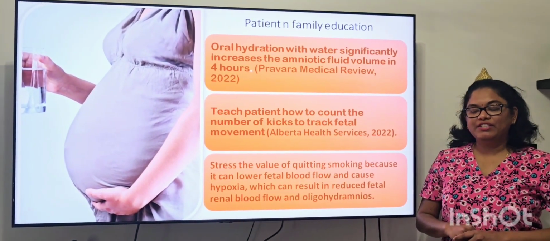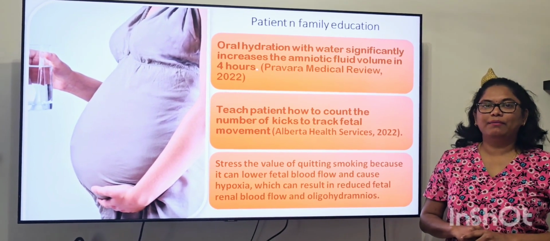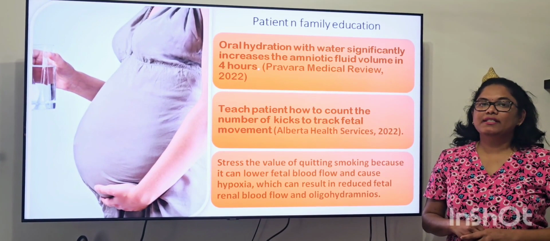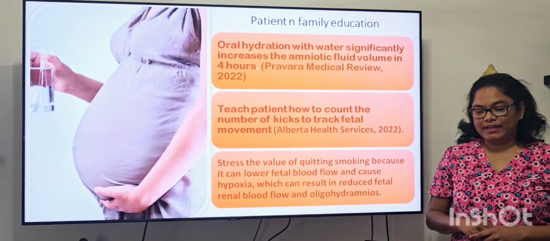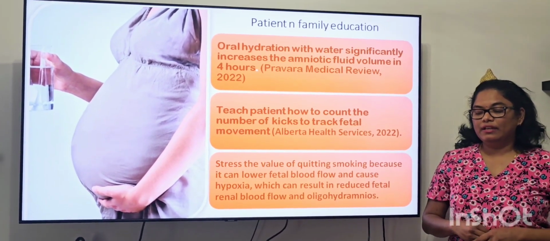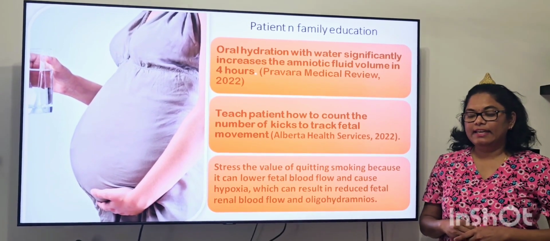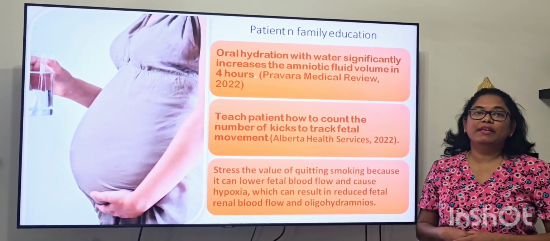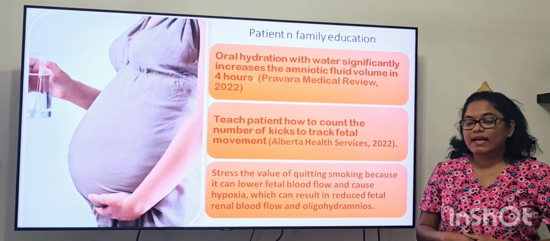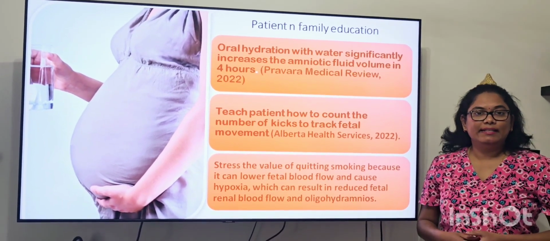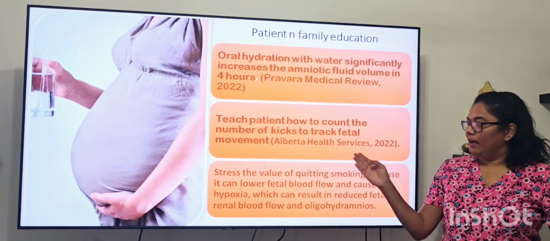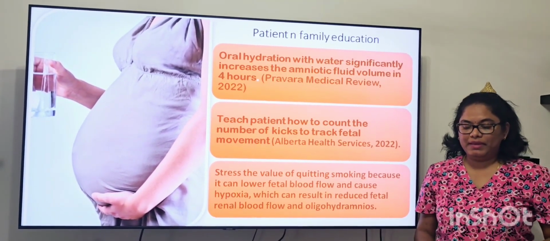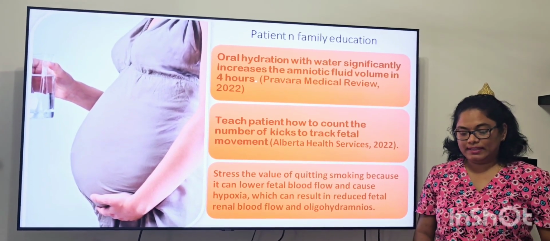So, patient and family education for amniotic fluid deficiency. According to Pravara Medical Review, a 2022 research article, oral hydration with water significantly increases the amniotic fluid volume in 4 hours. So we need to suggest the patient take a lot of fluids so that it can temporarily increase the amniotic fluid. And according to Alberta Health Services, teach the patient how to count baby kicks and track fetal movements.